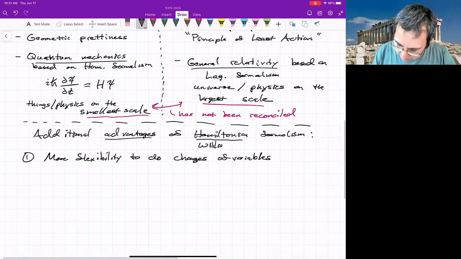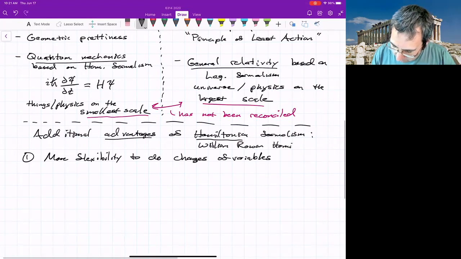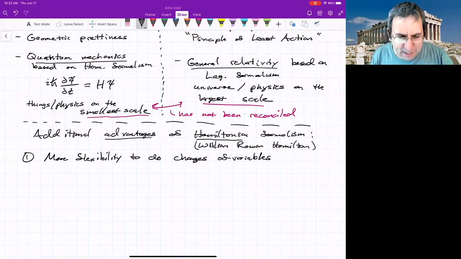William Rowan Hamilton. And I think he famously scribbled something on the side of a bridge in Dublin. And I was in Dublin a couple of years ago, and I think I went looking for it, but I didn't find it. I was looking also for a pub called Hamilton's, but I didn't find it.